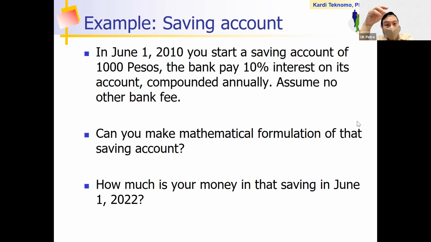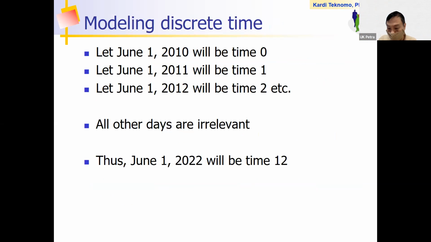Okay, and then it compounds annually, assuming no bank fee, simplified. So the question is, can you make a mathematical formulation of that savings account? How much is your money on June 1, 2022? Look at this, why I put exactly the exact date? Because I want to make it yearly, right? So that means the exact date of every year.